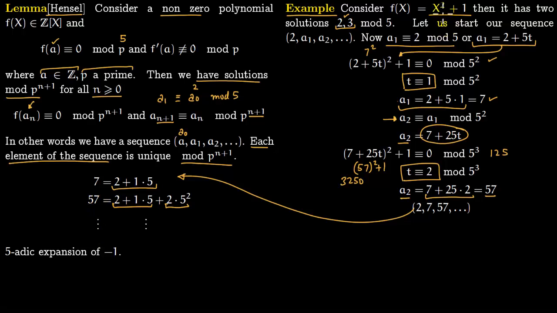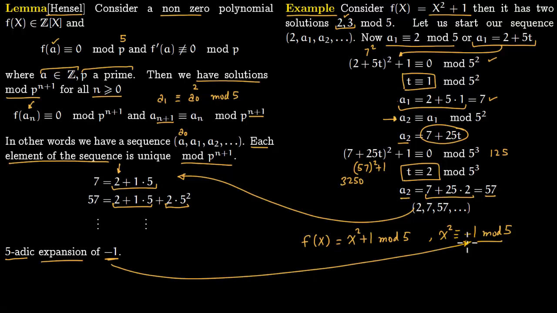constructing such a thing, but what we are trying to do is, when you started with 2 here, our initial term 2 here, we basically have the root of this polynomial modulo 5. So that is x square is equivalent to minus 1 modulo 5. So if you construct such a sequence, we are getting a 5-adic expansion of minus 1, this minus 1 right here. So in fact, square root of this, because now x will become square root of negative 1.